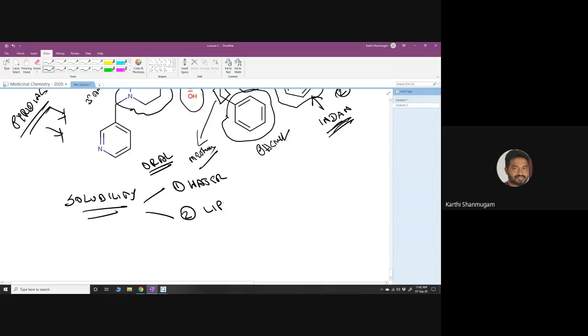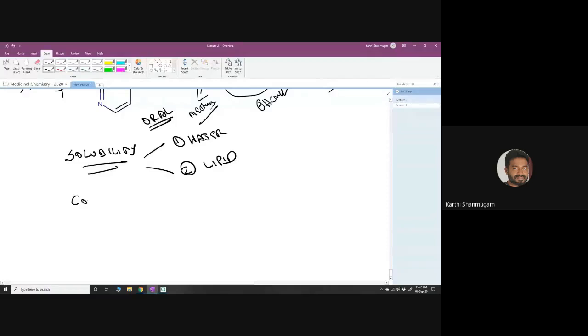Already we discussed different types of intermolecular interactions like covalent bonds. We discussed ionic bonding, van der Waals interaction, hydrophobic interaction, and hydrogen bonding interaction, which is an example of dipole-dipole. And van der Waals interaction is an example of induced dipole interaction.